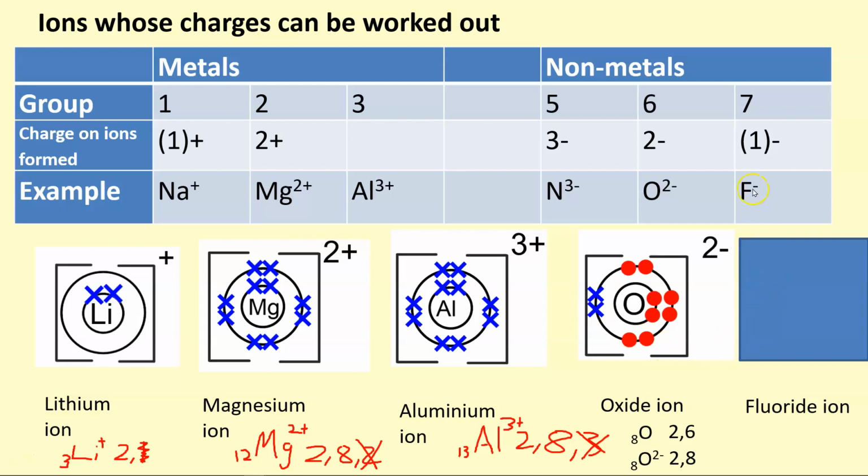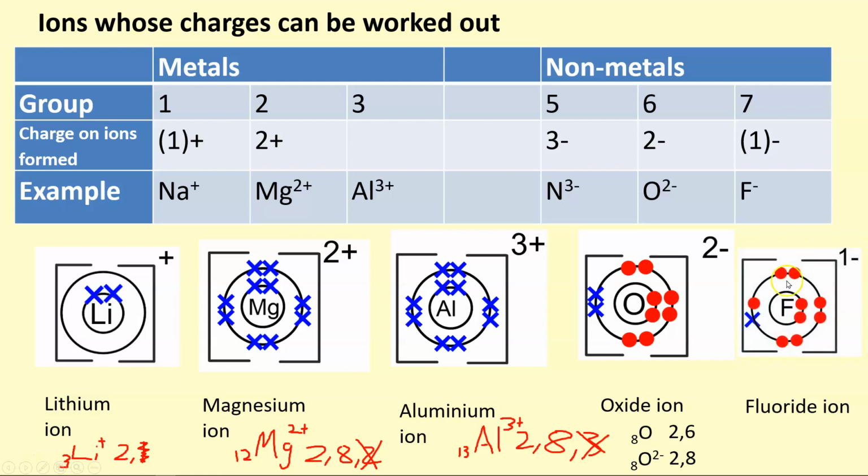The last one we've got is a fluoride ion. It's in group 7, so it should have 7 of its own electrons in its outer shell. It's gained a charge of -1, so it should have an electron which it will have gained from somewhere else. So let's look at the diagram and see what we've got. We can see it's got 7 electrons of its own in the outer shell, which are these red circles, and a gained electron, which is a red cross.